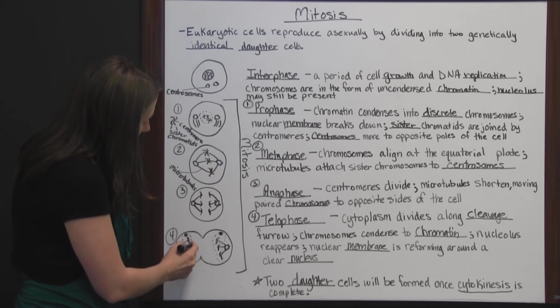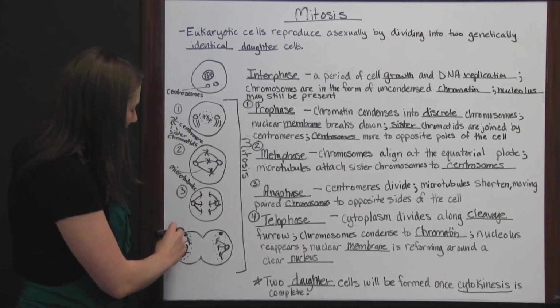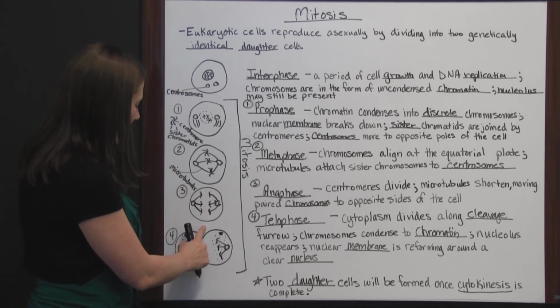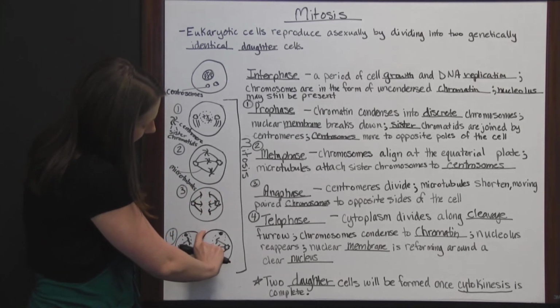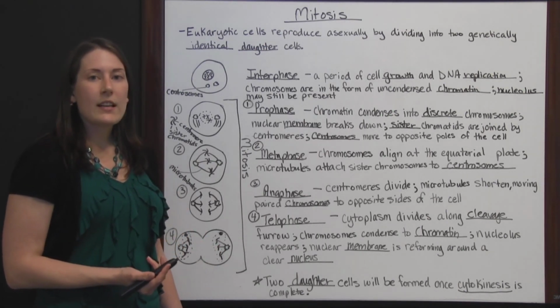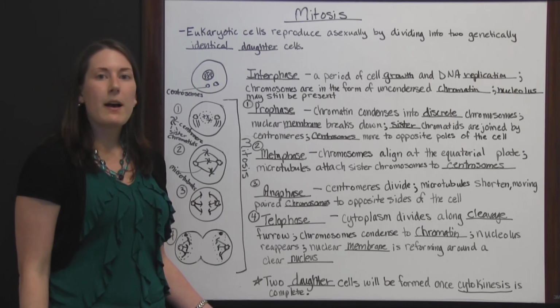And then they split apart, forming a new nucleus with a nucleolus, and cytokinesis is going to be complete once this cell finishes cleaving in half. So just remember that eukaryotic cells can reproduce asexually by mitosis.